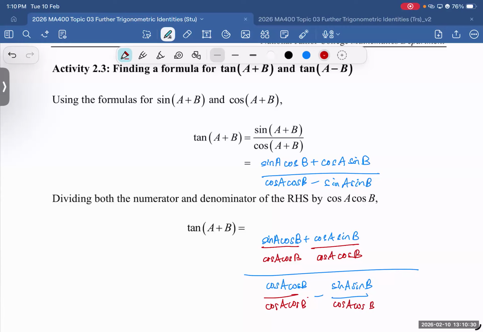The endpoint is that tangent A plus B is tangent A plus tangent B over 1 minus tangent A tangent B. So in my mind, I saw this as sine A over cos A, sine A over cos A. So you see from here, you see sine A cos B, cos A cos B. That's why I know that I want to divide, just by comparing this term as well as this term.